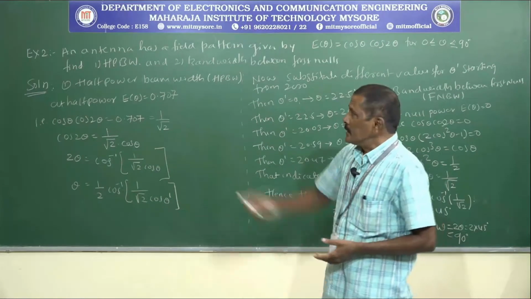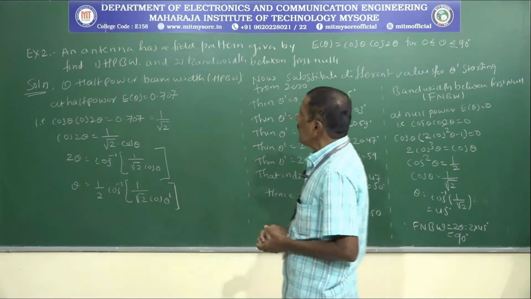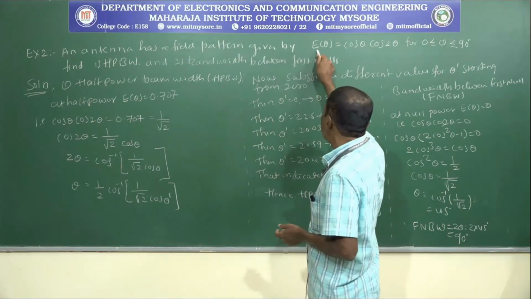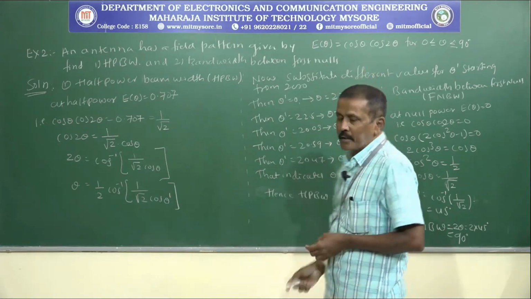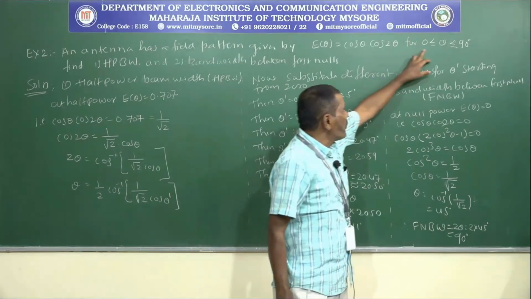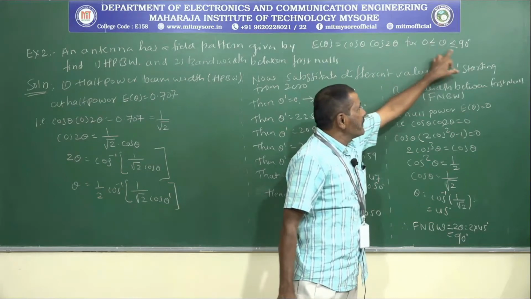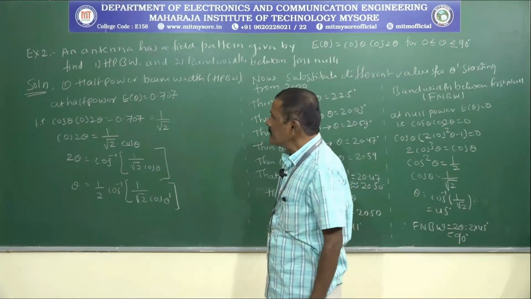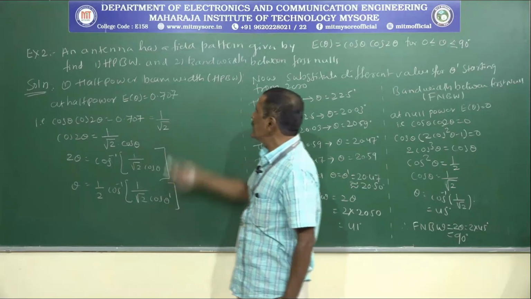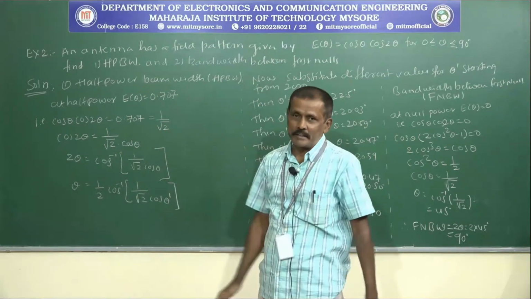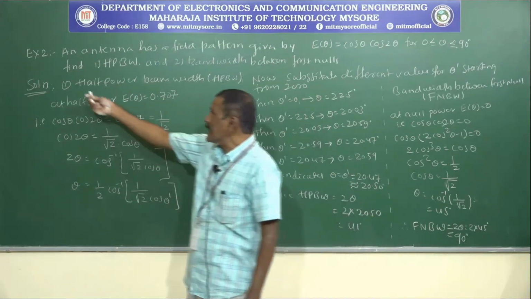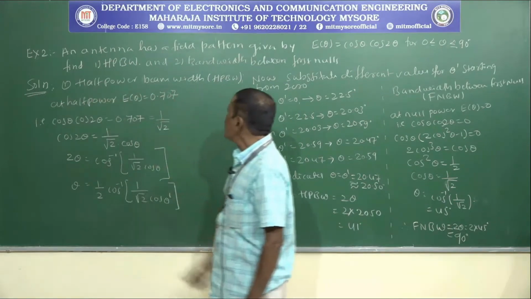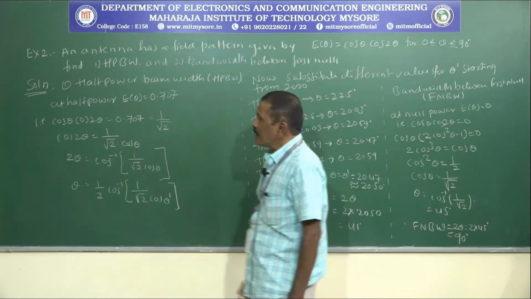Now, the second problem is an antenna has a field pattern given by E of theta is equal to cos theta into cos 2 theta for theta varying between 0 to 90 degrees. Find half power beamwidth and bandwidth between the first nulls. Now, first calculate the half power beamwidth.